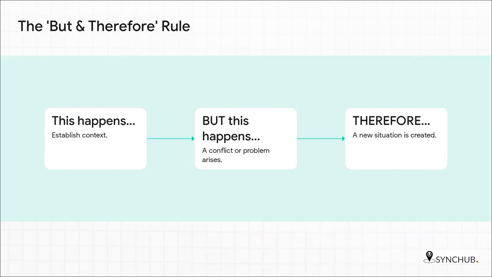So what do you use instead? It's this simple, powerful framework. But, and, therefore. Check it out. First, you establish some context. But something happens, a problem, a conflict. Therefore, a new situation is created. You see that? It's a chain reaction of cause and effect. It just pulls the viewer along, making them need to know what happens next.